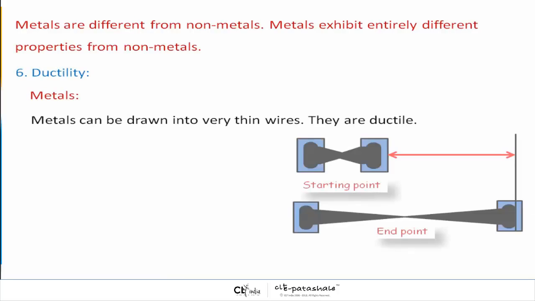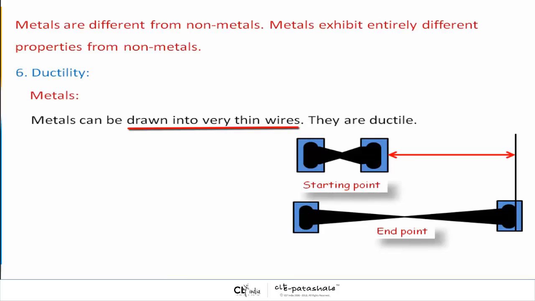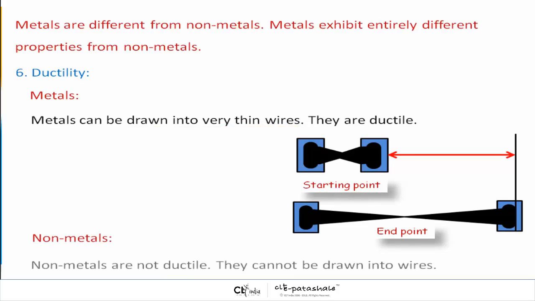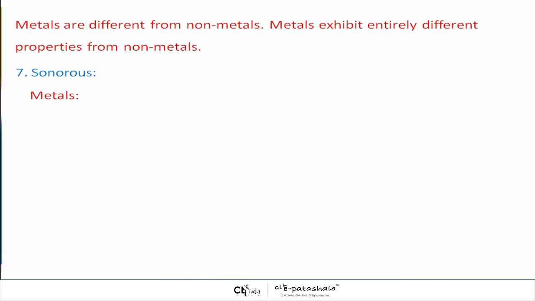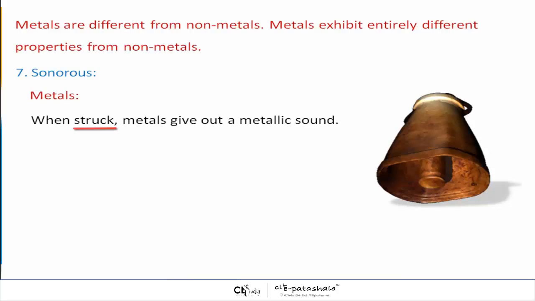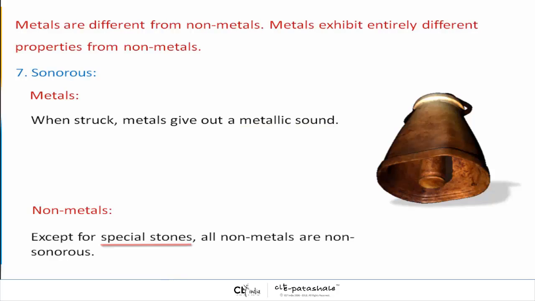Ductility. Metals can be drawn into very thin wires, they are ductile. Nonmetals are not ductile, they cannot be drawn into wires. Sonorous. Metals, when struck, give out a metallic sound. Except for special stones, all nonmetals are non-sonorous.